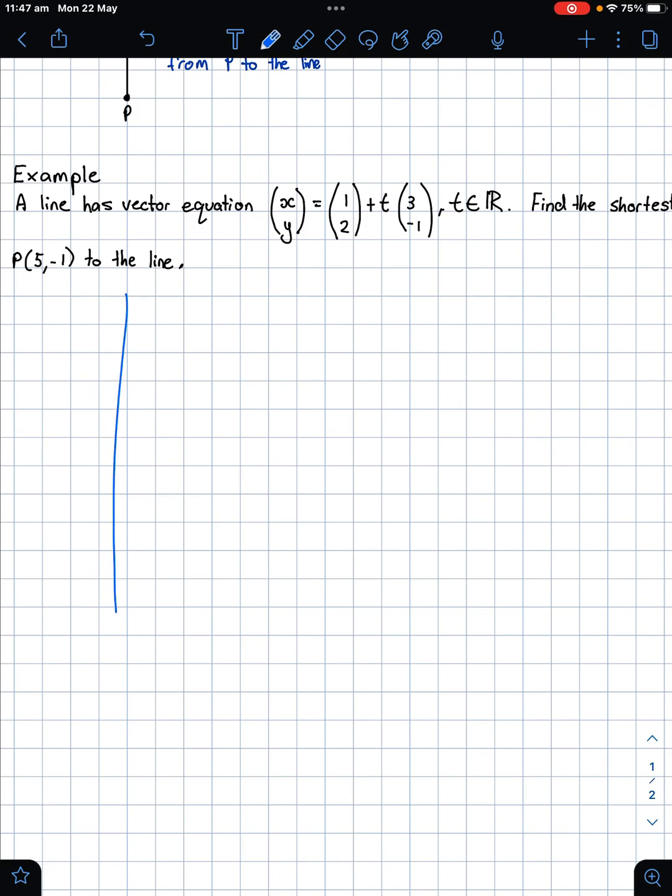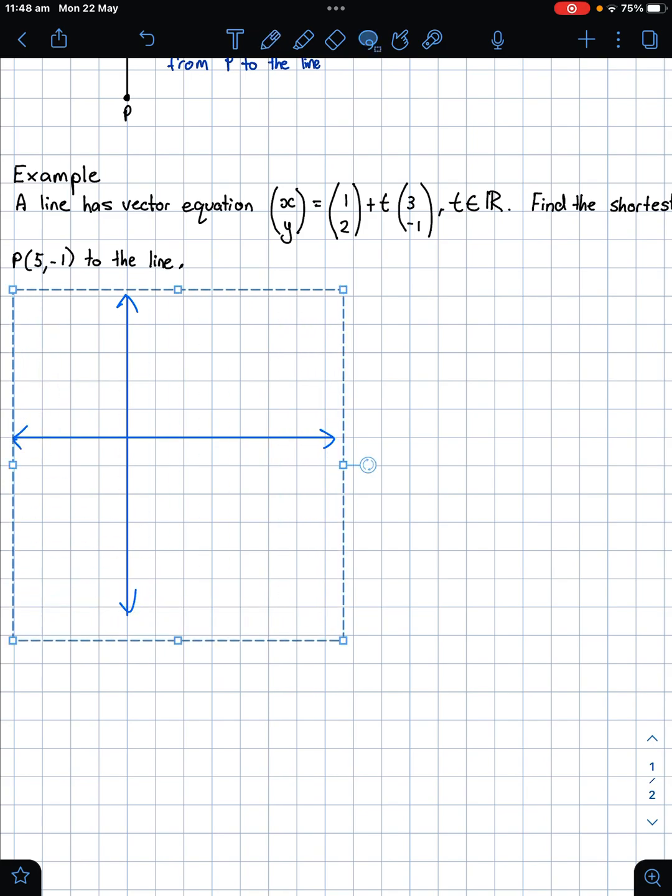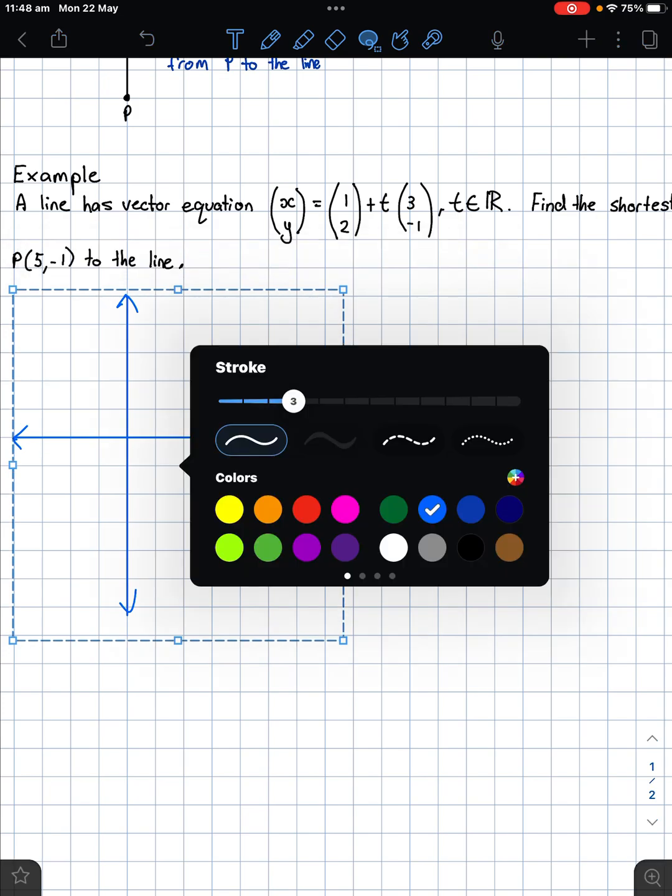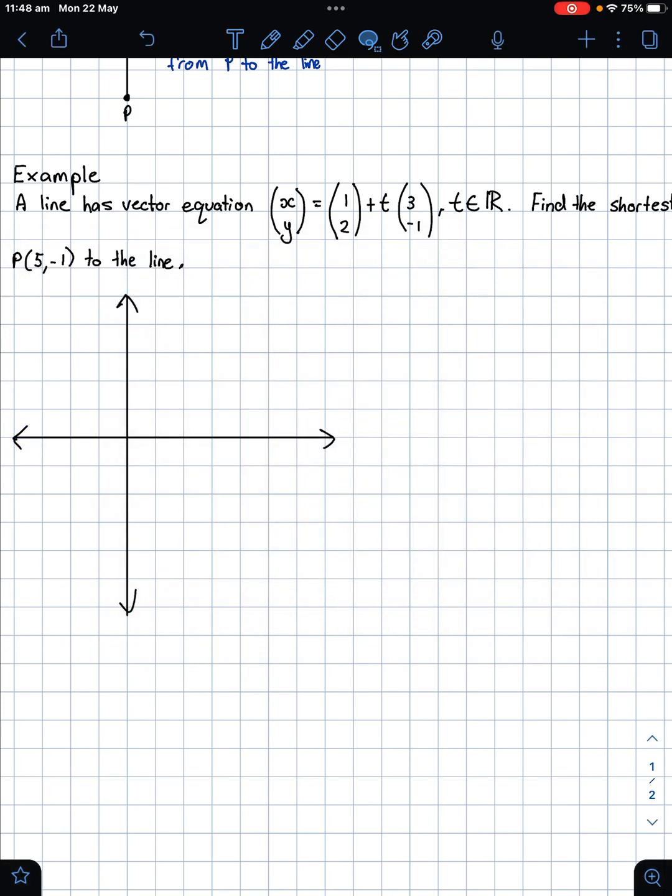We'll go like so. And we'll just change colour just so we can tell. Let's go black for that one. So 1, 2, 3, 4, 5 and -1. So this is our point here, 5 and -1. Okay.